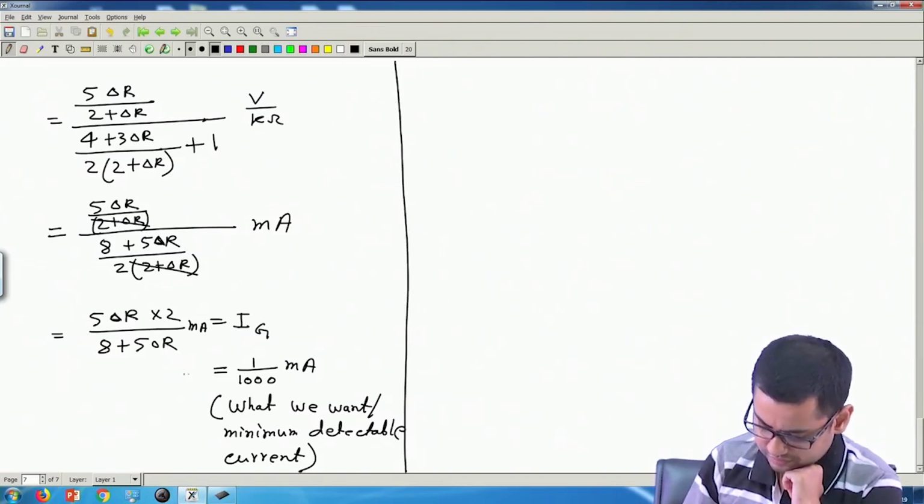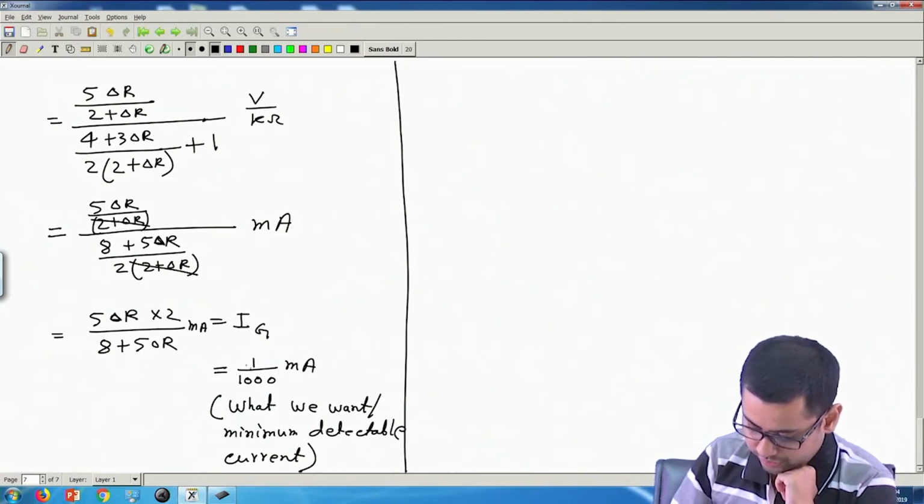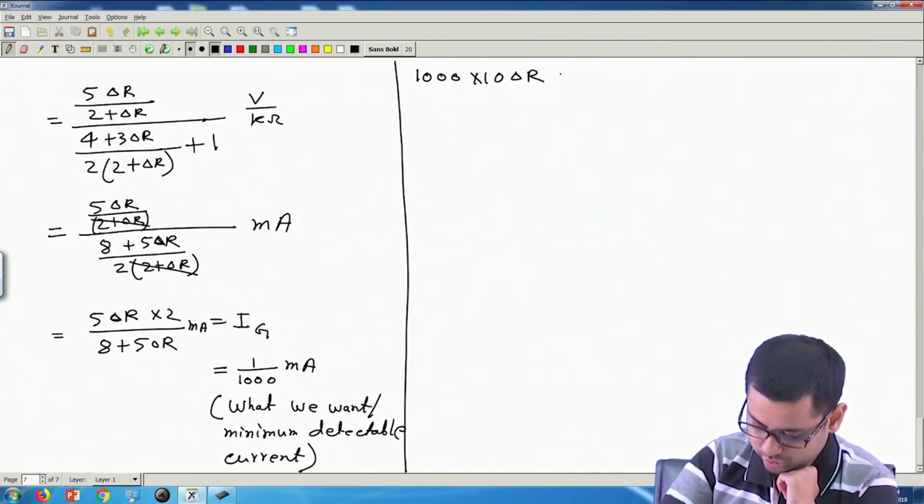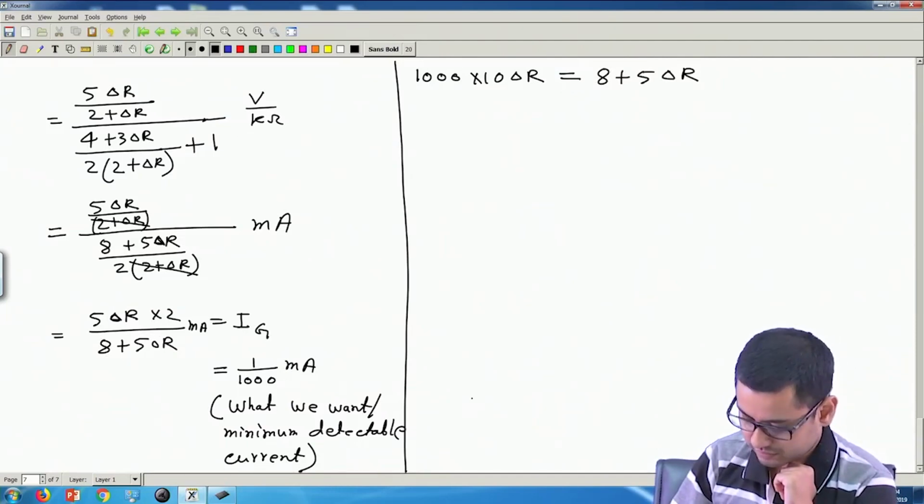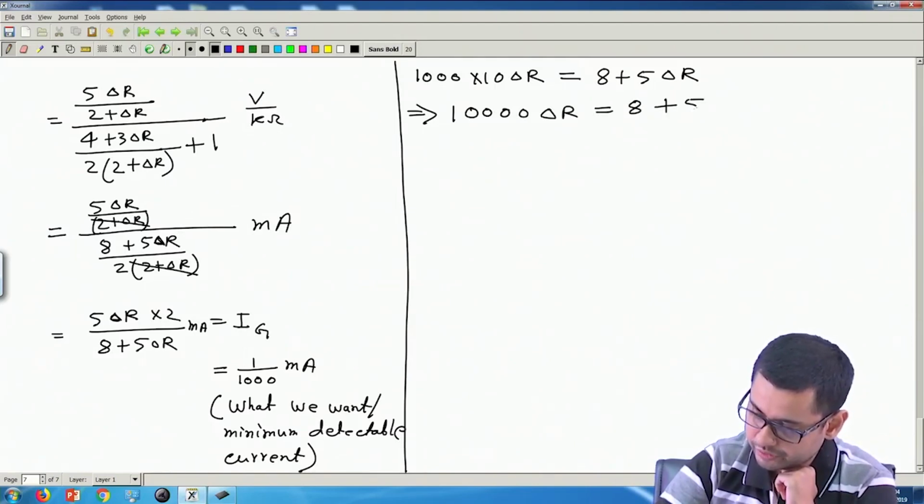Therefore, now let us solve it. This is also in milliampere, this is also in milliampere. So now we can write 5 into 1000, which is 10, so 1000 into 10 delta R, this is coming out to be 8 plus 5 delta R. Or 10,000 delta R is equal to 8 plus 5 delta R.